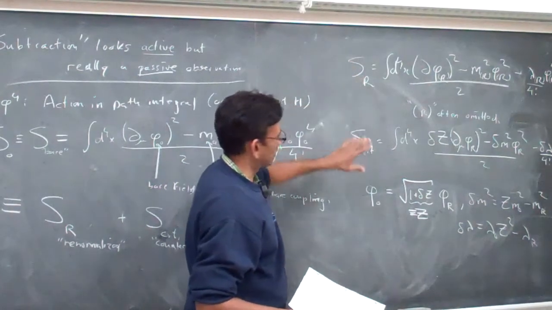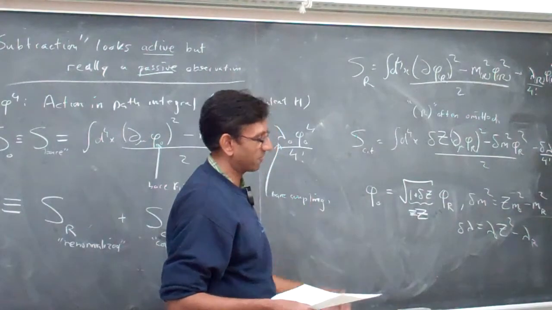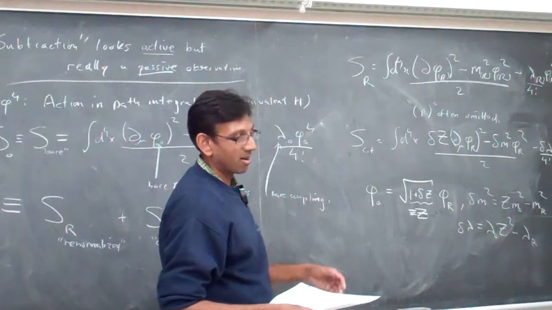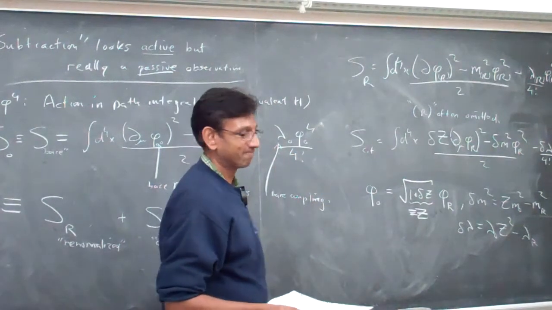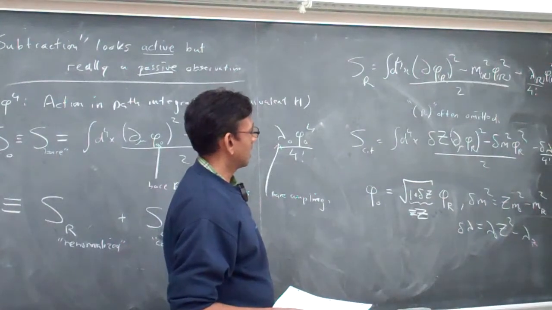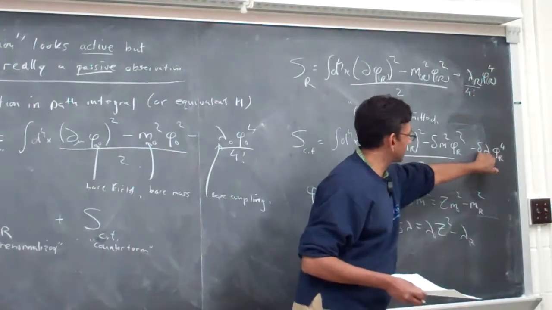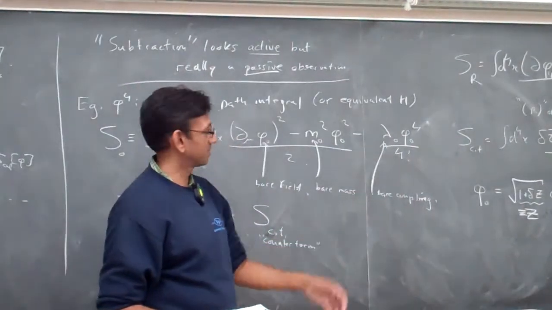Whatever this is and this is, I just add the two, and I calculate the contribution to some effective action. Then I discover that there are local divergences. So what I do is I modify these deltas to subtract off those local divergences. Okay.